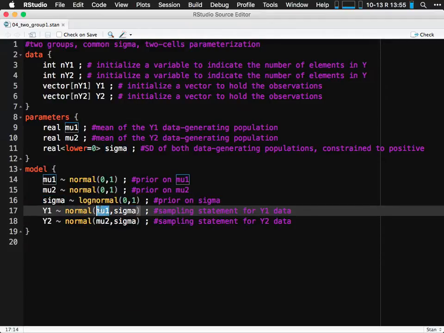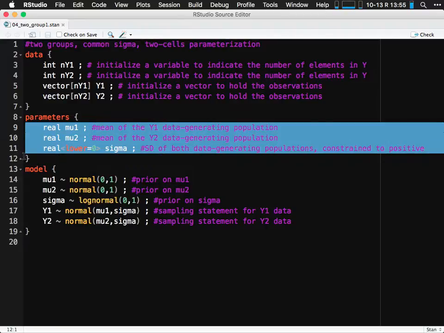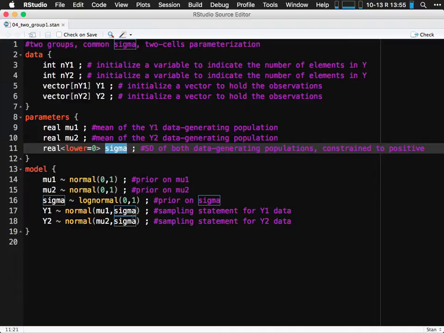Now, this generative model has three unknowns: mu1, mu2, and sigma. So that's what we put in our parameters section here. Sigma, being a variability parameter, can only go as low as 0. It can't take negative numbers. That's why we have this lower equals 0 there.